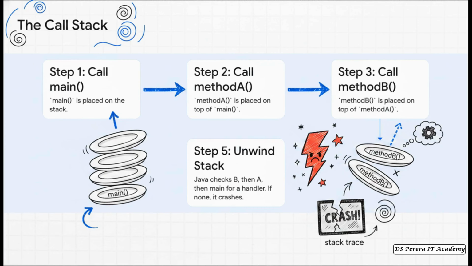If method B doesn't know how to handle it, it gets kicked off the stack, and the problem goes up to the team lead, method A. If method A can't handle it either, it gets kicked off, and the problem goes all the way up to the manager, main. And if nobody in that entire chain knows what to do, that's when your program crashes.